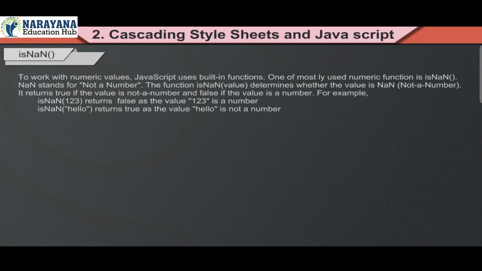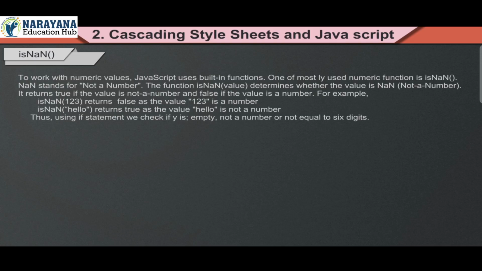isNaN("hello") returns true as the value hello is not a number. Thus, using the if statement, we check if small y is empty, not a number, or not equal to 6 digits. If any of the conditions is violated, then the alert message will be displayed to the user.